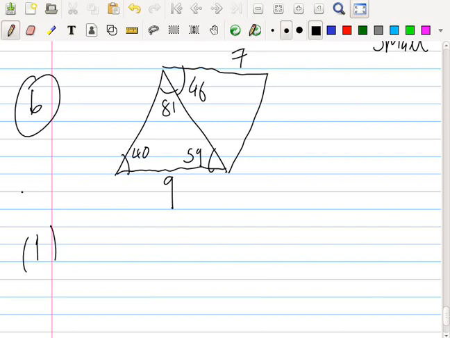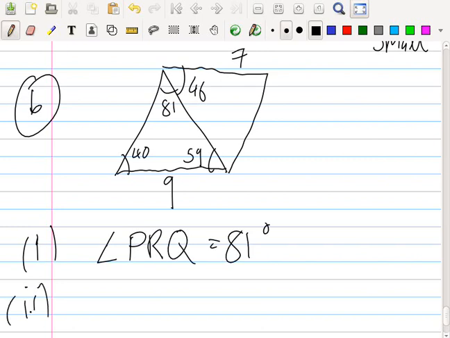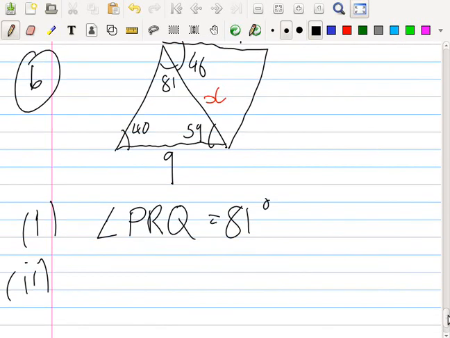Part 1. What's the angle P or Q? Well, we actually have that, don't we? Yeah, P or Q equals 81. Part 2. What is the length of QR? We need to use the sine rule here, I believe. So if we call this x, and don't forget to switch your calculator to degree mode now.